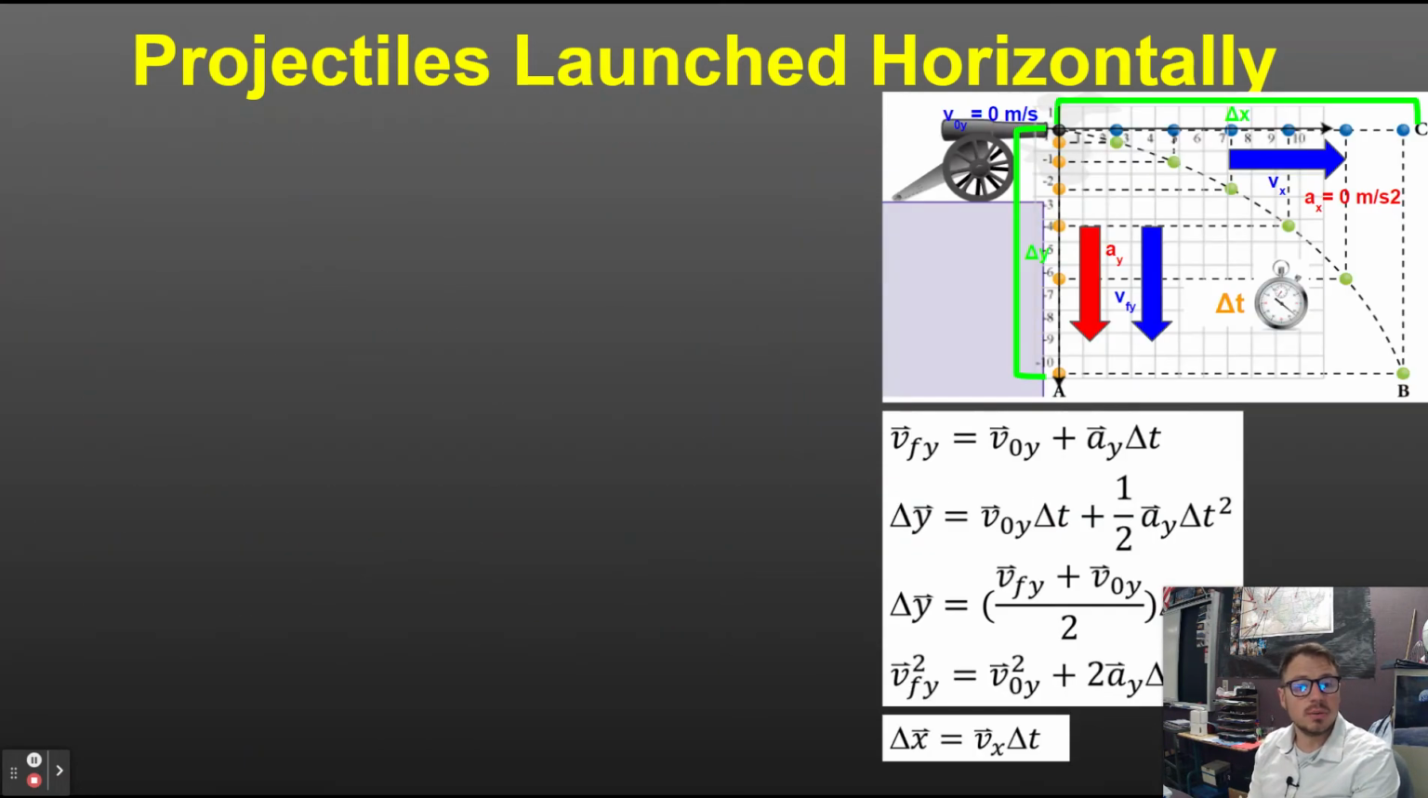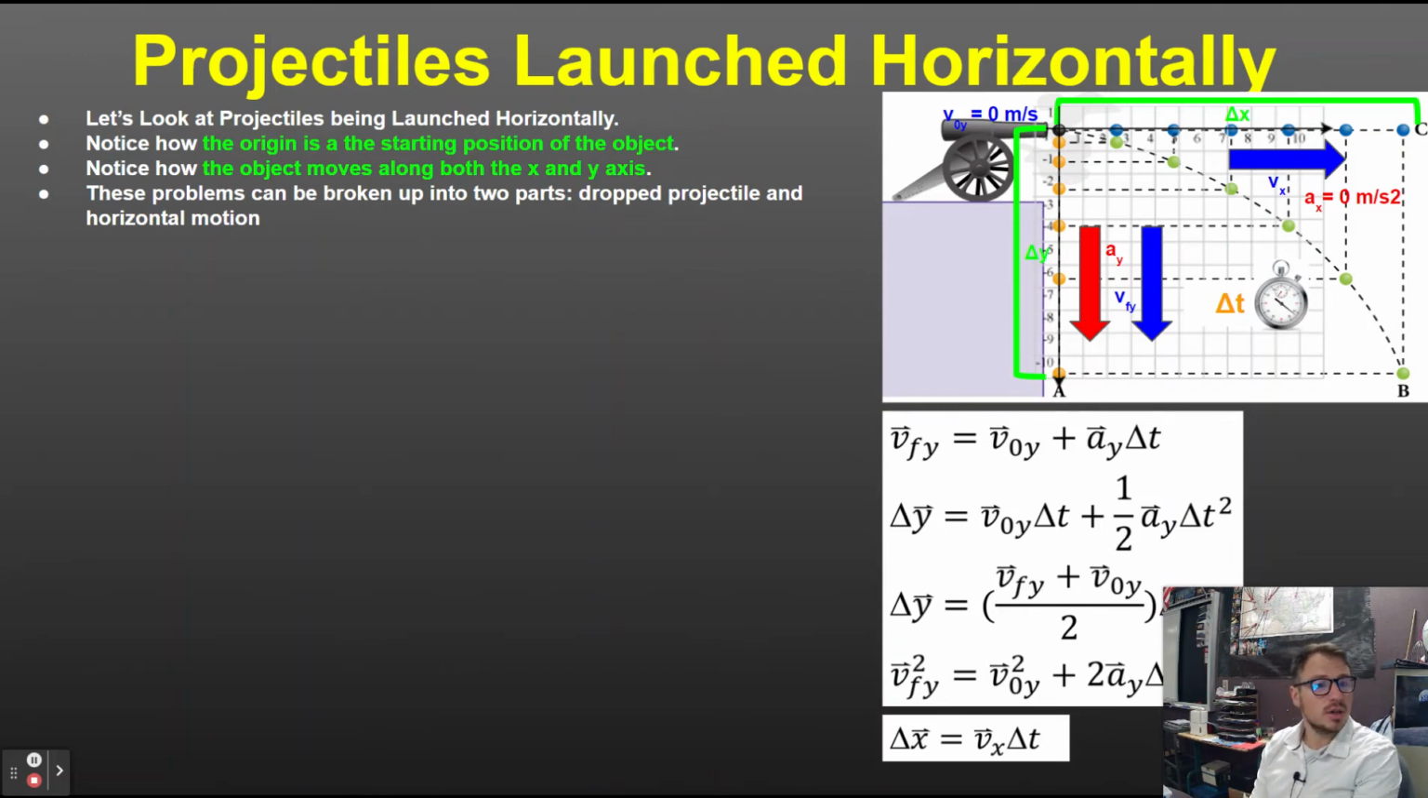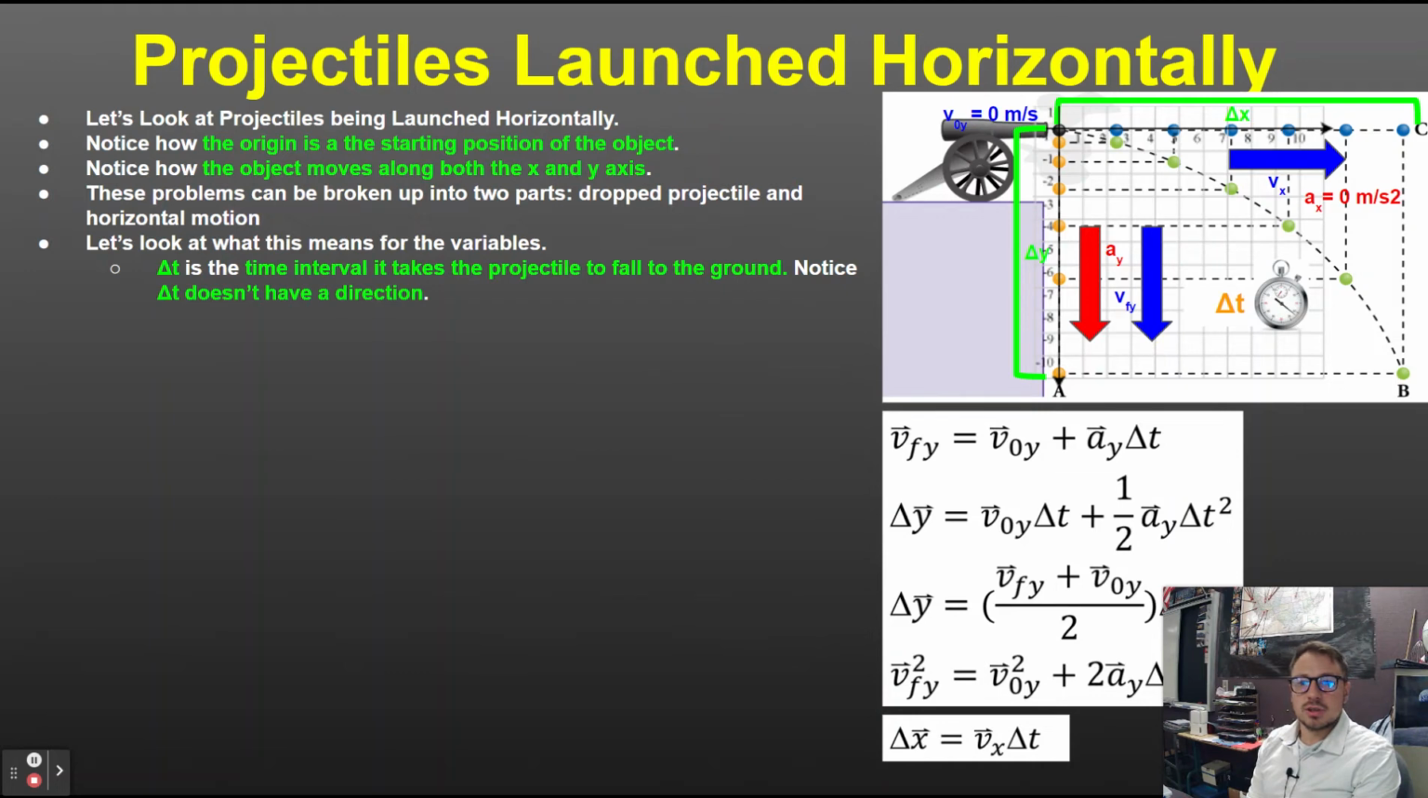So let's take a look at how we're going to use these, how these affect it, right? So the origin will be the starting point. The object moves along both the x and the y axis at the same time. Now, with these problems, we can do a drop projectile and just a horizontal motion with an acceleration of 0, a constant velocity at horizontal motion. So let's take a look at this, right? So the delta t, that's the time interval it takes a projectile to fall to the ground. Delta t does not have a direction. That's just the time interval it's in the air.